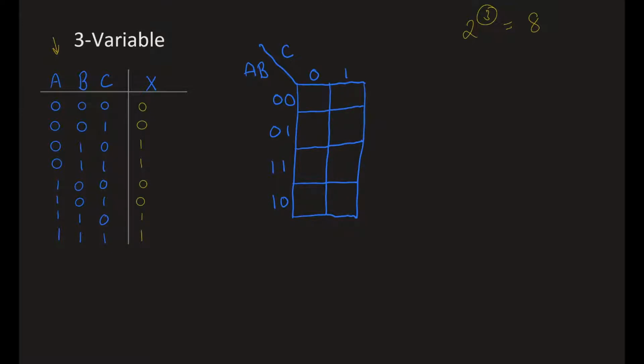Let's say what the values are. This would be 0, 0, and 0. This would be 0, 0 from the row and 1 from the column. This would be 0, 1 from the row and 0 from the column. This would be 0, 1, 1 from the column. 1, 1, 0. 1, 1, 1. This would be 1, 0, 0. And this would be 1, 0, 1. Make sense?